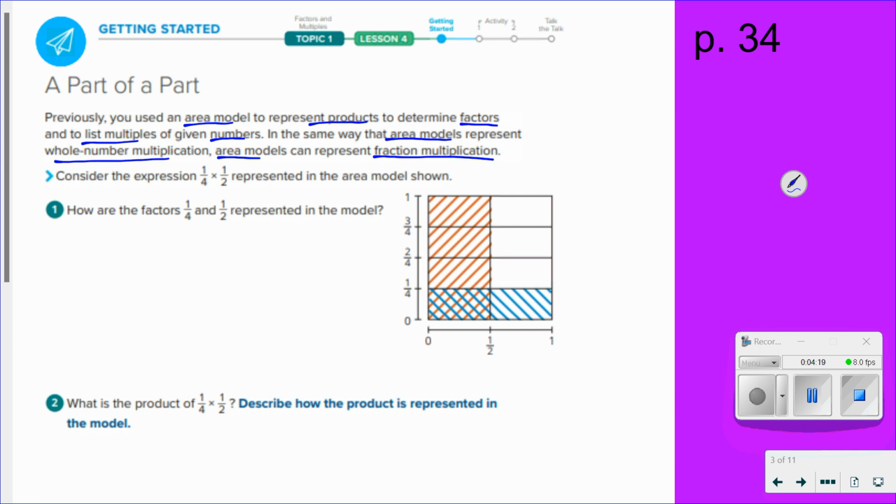So if we're going to look at the expression 1/2 times 1/4 in the area model shown, how are the factors 1/4 and 1/2 represented in the model? So how do I see the 1/2 and the 1/4 in the model? Don't everybody jump in at once here. Ben?